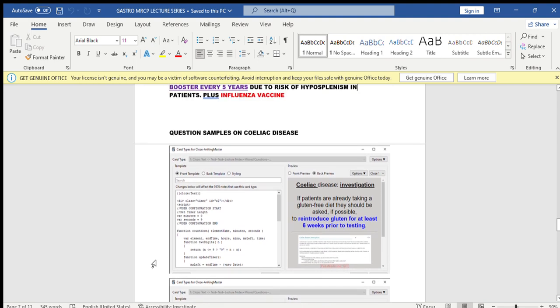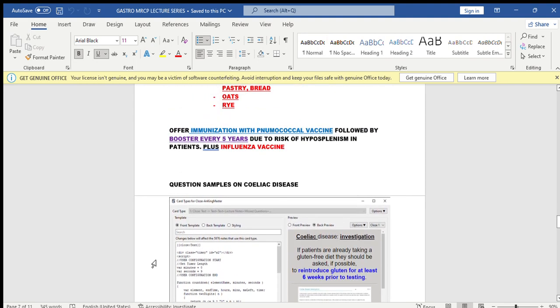And the other important thing is, since they are suffering from hyposplenism, we need to offer them immunizations with two important vaccines. Give them a pneumococcal vaccine, follow it up with a booster dose every 5 years, and according to different individuals, offer them a yearly influenza vaccine. So that's the treatment. Very simple, right?